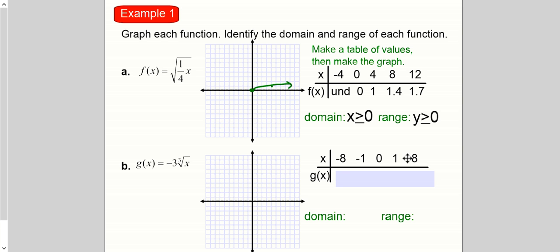Now, I didn't have a fraction in this one, so I chose my numbers by using numbers that I know the cube root of. The cube root of 0 is 0, the cube root of 1 is 1, the cube root of 8, well, 2 times 2 times 2 is 8. So I know that one. So you put these in one at a time. We have -3 times the cube root of -8. -8 is -2 times -2 times -2. So the cube root of -8 is -2. -3 times -2 is +6.